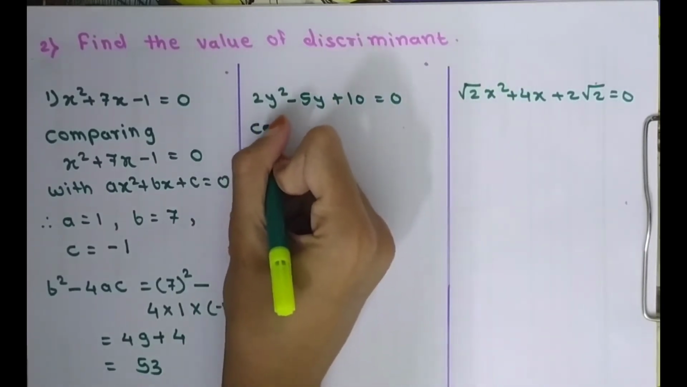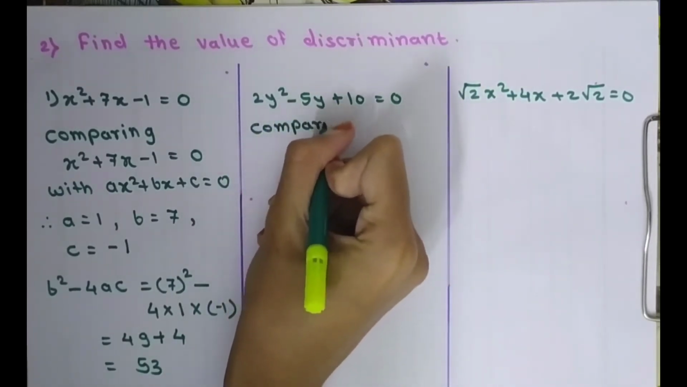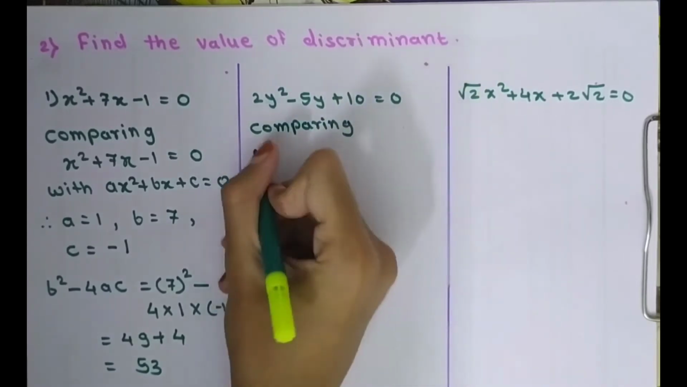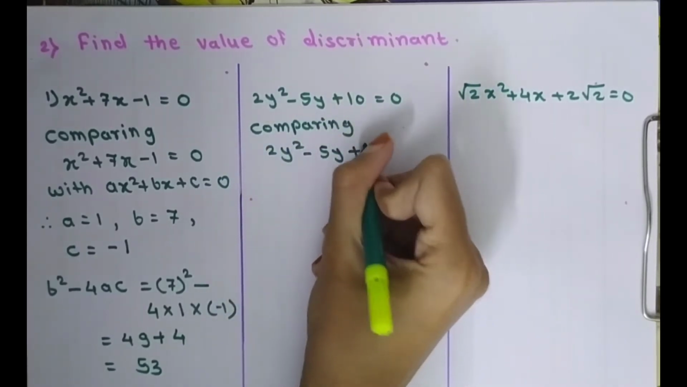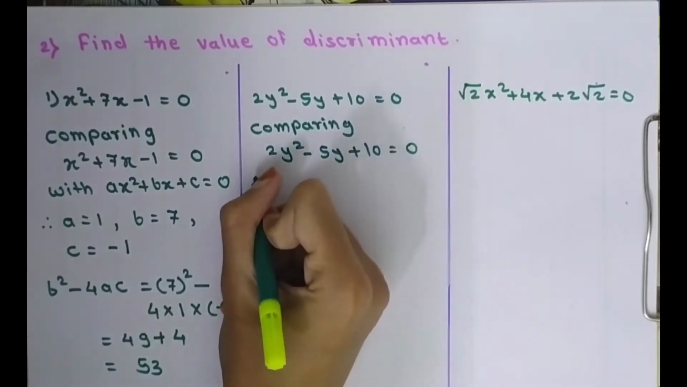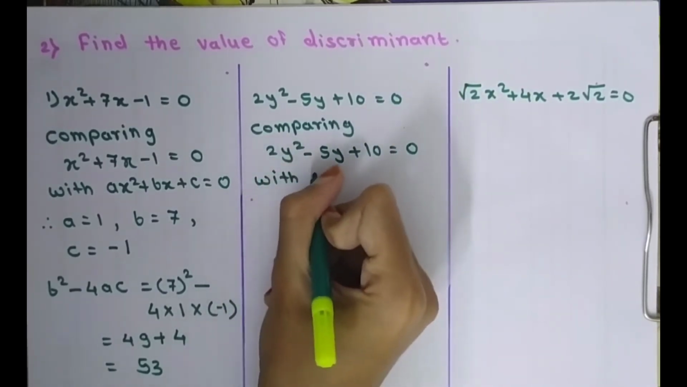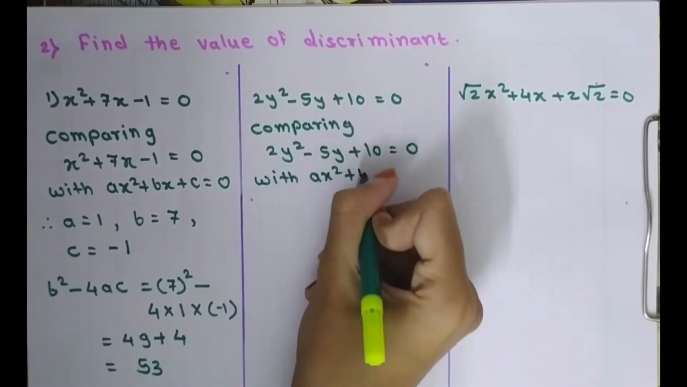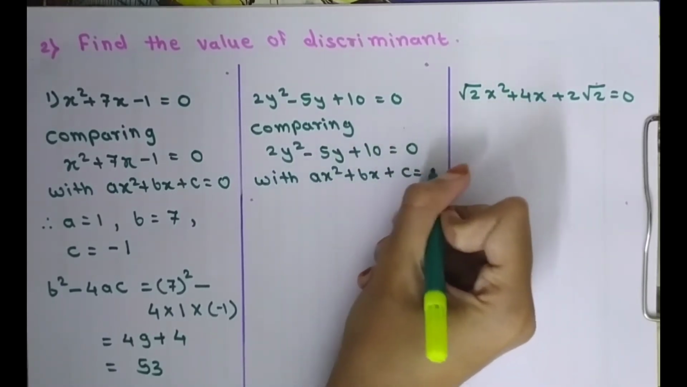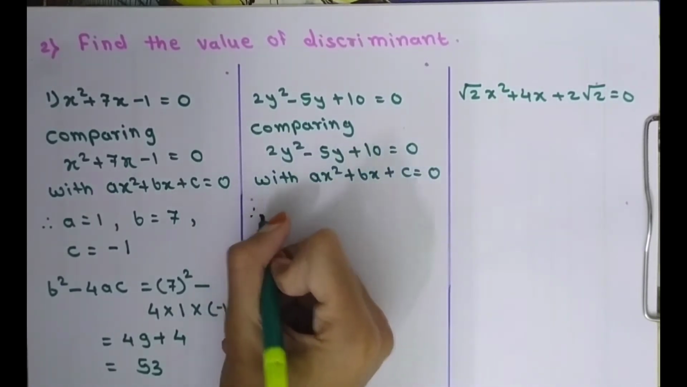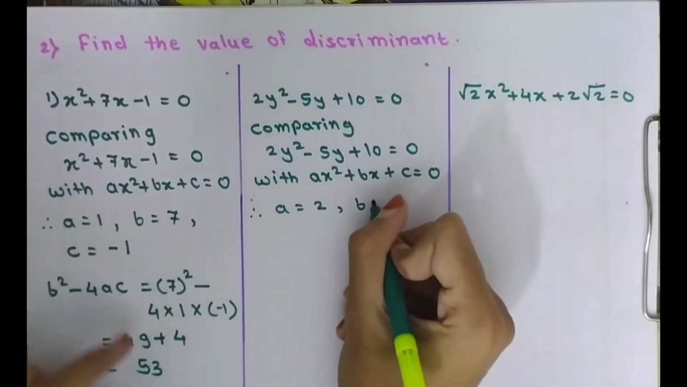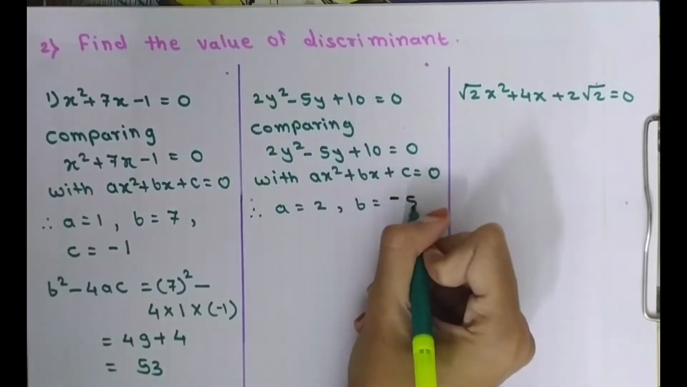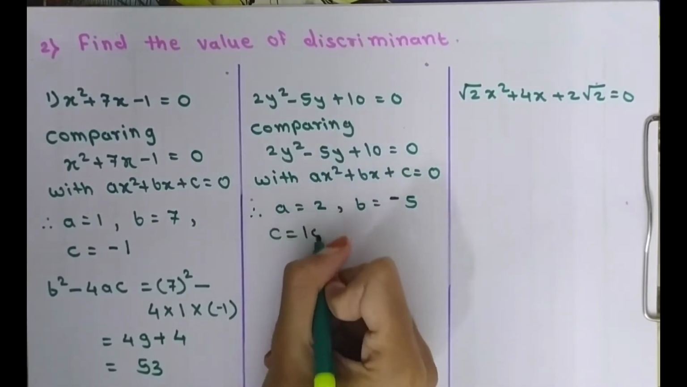So comparing 2y square minus 5y plus 10 is equal to 0 with ax square plus bx plus c is equal to 0. Therefore, a is equal to 2, b is equal to minus 5 and c is equal to 10.